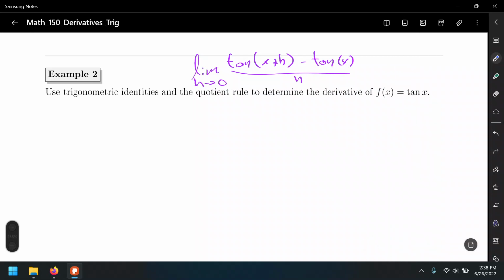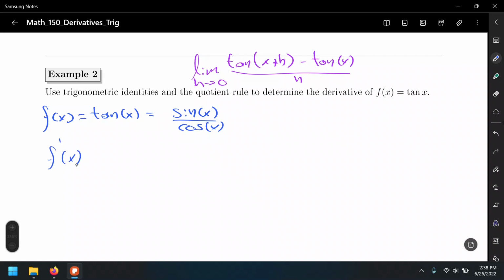So let's see. f of x equals tangent x, which can be written as sine x over cosine x. So we're using a trigonometric identity, and then from here, because we have the quotient of functions, that's why we are going to use the quotient rule. So again, let's recall the quotient rule.